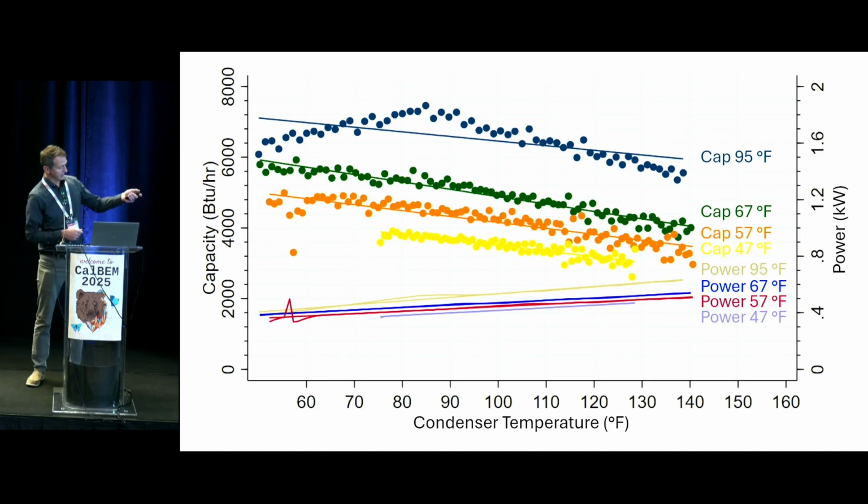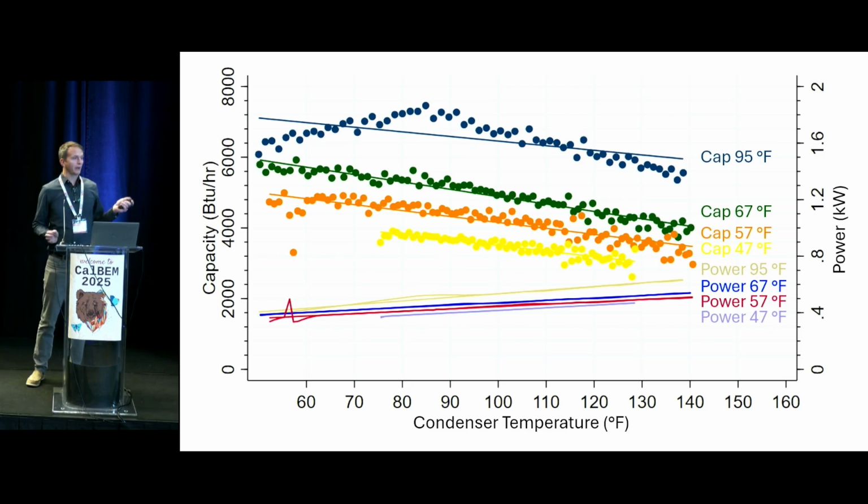We have capacities on the top here that are on the left axis, and then the power is on the bottom, and that's shown on the right axis. On the x-axis, we have increasing condenser temperature inside the tank. And then each of these different colored lines is a different temperature for the environment around the evaporator.